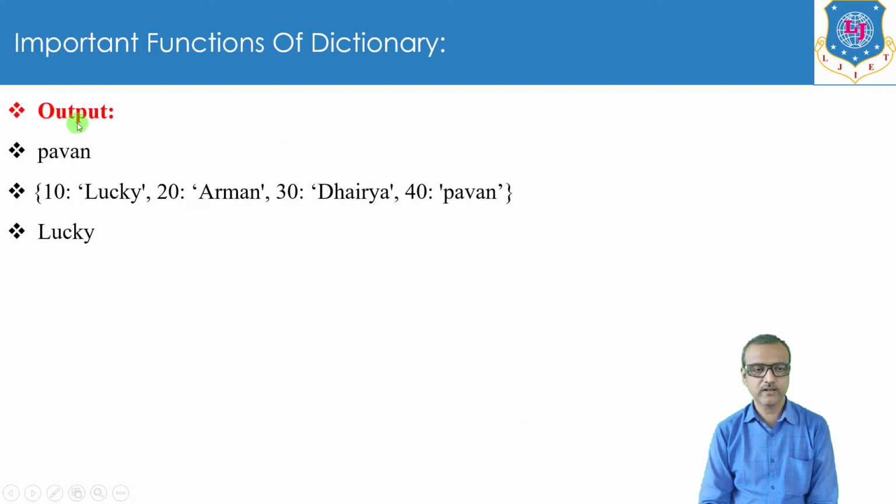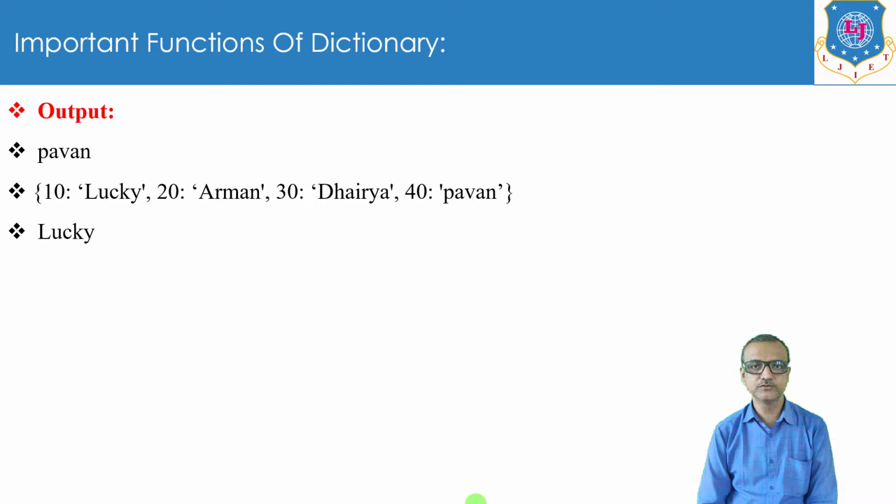So this is the final output. For the first print statement we have Pawan, and at the same time along with these three key value pairs we will be having an additional key value pair, that is 40 colon Pawan, and finally for the last print statement we will be having output as Lucky.